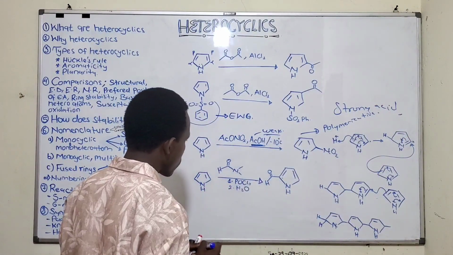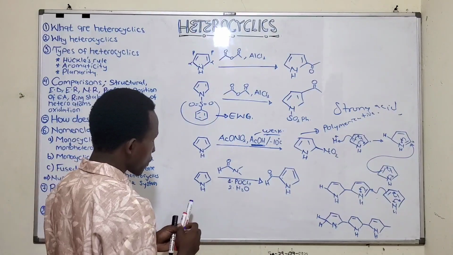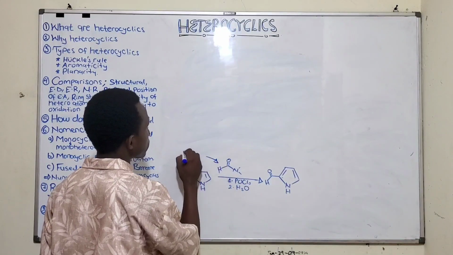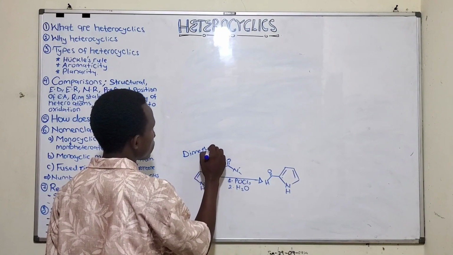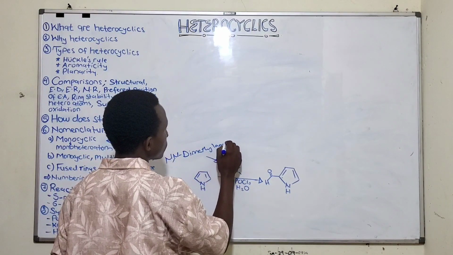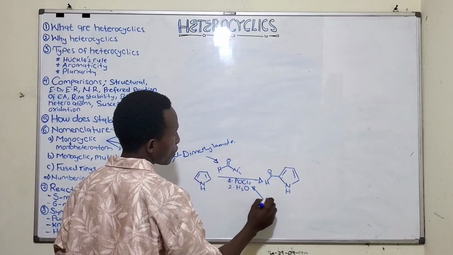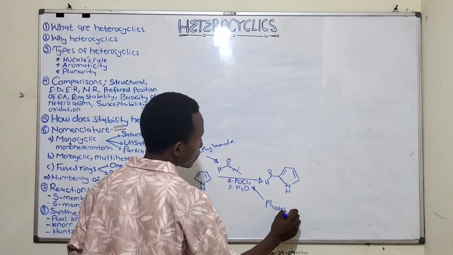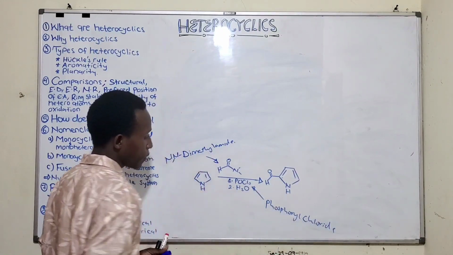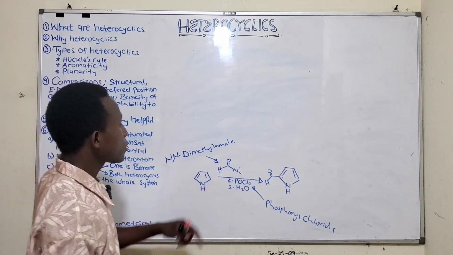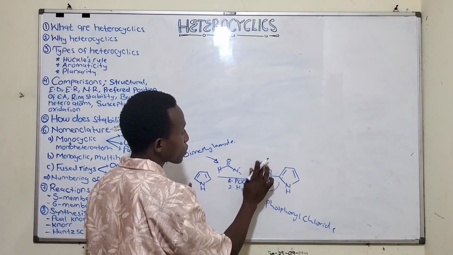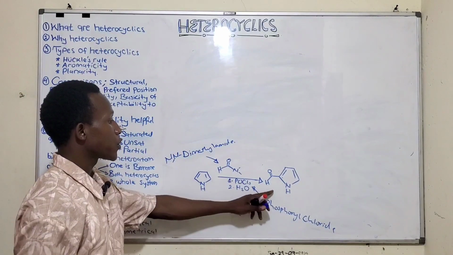This is acetic acid. Now, we have this one. We are going to do the mechanism. Now, we have a dimethyl, it is N,N-dimethylformamide. This is phosphoryl chloride. This is water. So, in this reaction also, we shall have a substituent at position 2 or the alpha position.